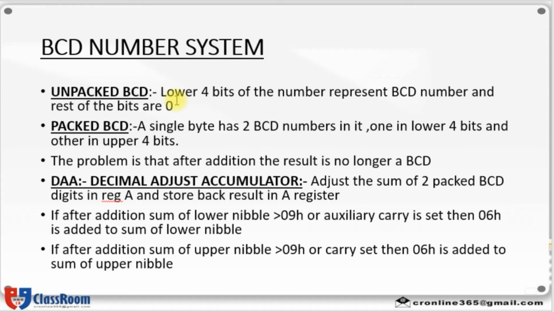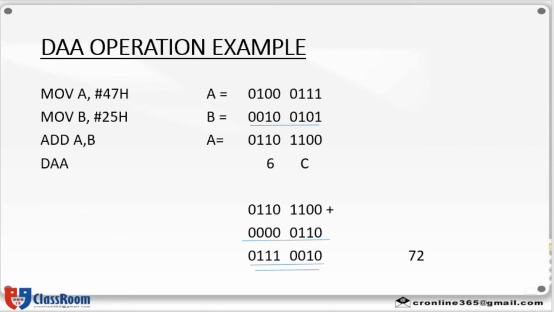Then packed BCD. Packed BCD means that a single byte has two BCD numbers, one in the lower 4 bits and the other in the upper 4 bits. For example, the same 54. Numbers range between 0 to 9 only, so you can use this example. 54 itself is a packed BCD number. The problem is that after addition, the result is no longer a BCD. For example, if you add 47H plus 25H, your result will not be a BCD number.